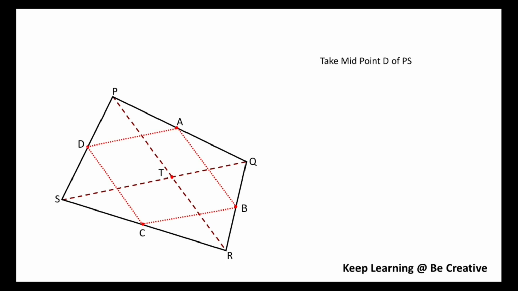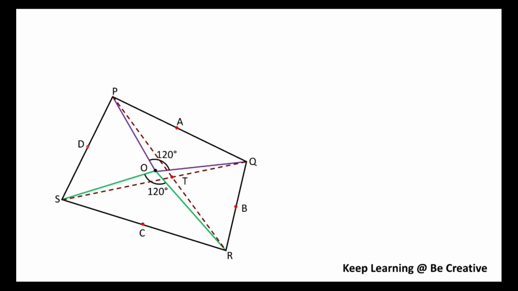Now we will take another midpoint D on side PS, the side which was left. If we connect these 4 points, then by the midpoint theorem we can say that ABCD is a rhombus, because the diagonals of this quadrilateral are equal. Therefore by the midpoint theorem we have both pairs of opposite sides equal as well as parallel. So ABCD will become a rhombus. Now as we have proved that it is a rhombus, let's move on to angle chasing.